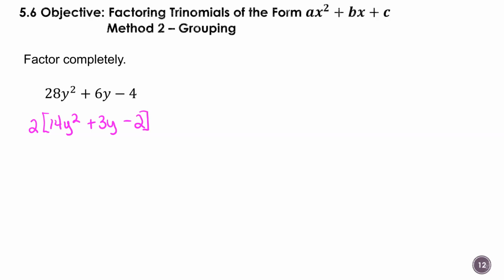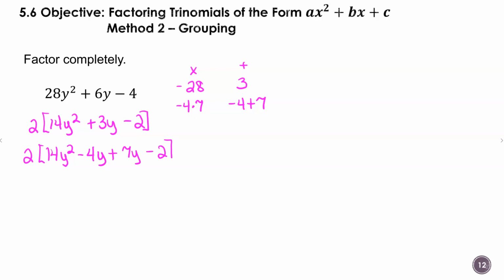And then we're going to multiply the 14 times negative 2. So we have factors of negative 28 that have a sum of 3. And this one's usually a fairly easy one to find. So it's going to be negative 4 times 7, because negative 4 plus 7 equals 3. All right, so then we replace the middle term with negative 4y plus 7y minus 2.